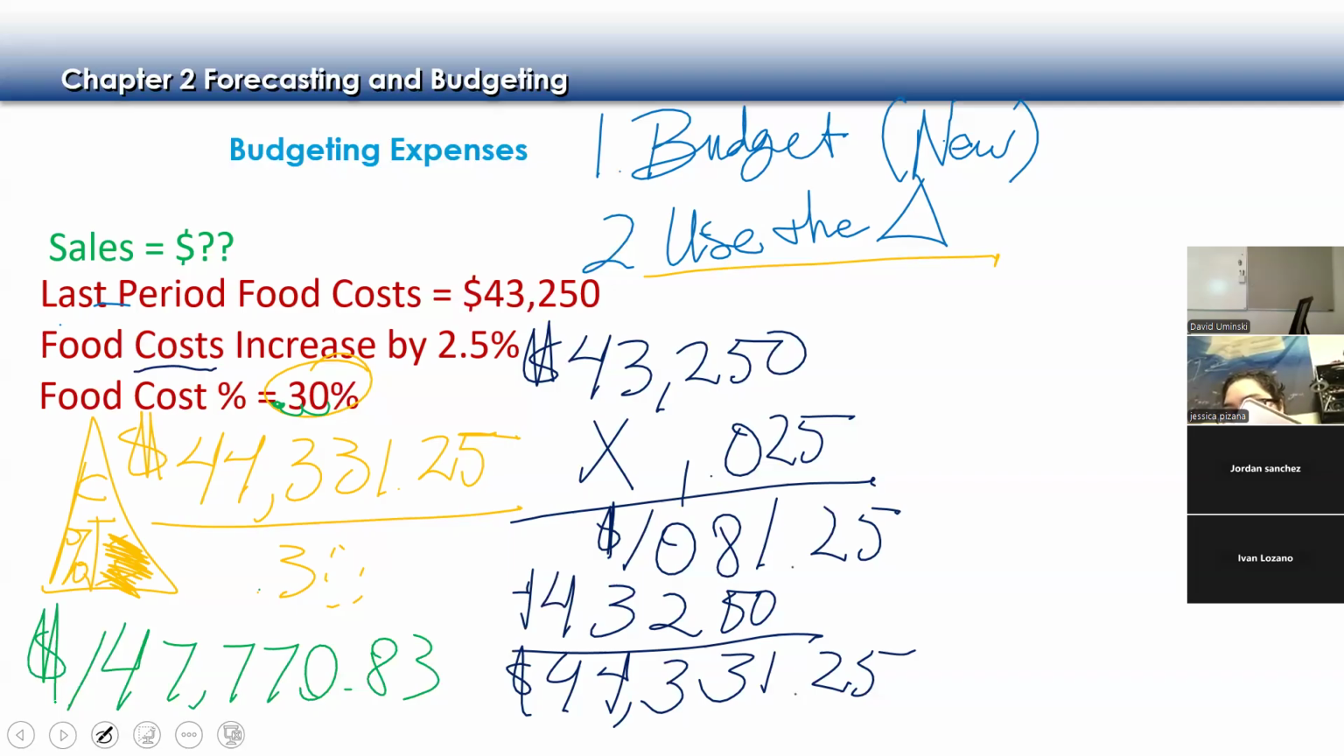So at the end of this period, if I have spent $44,331.25 in order to maintain that 30% food cost, I need to go to my sales, to my cash registers, and all my deposits for that period, and it should equal at least $147,000. Okay, so that's how we figure out what our new projected sales number is based on budgeting by increasing and then using the triangle.